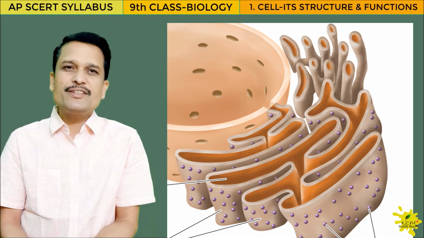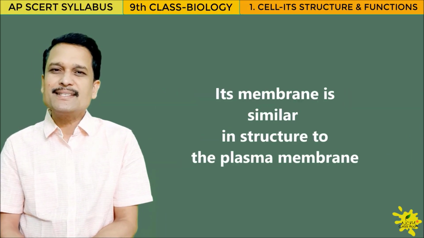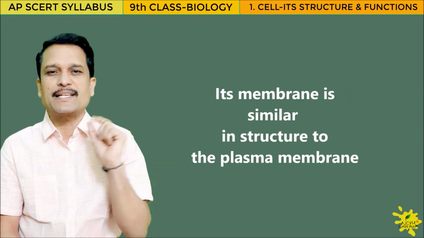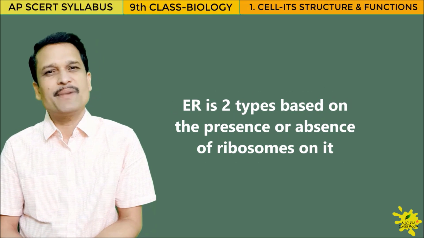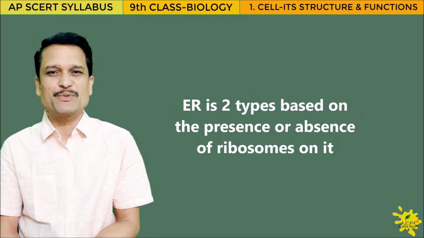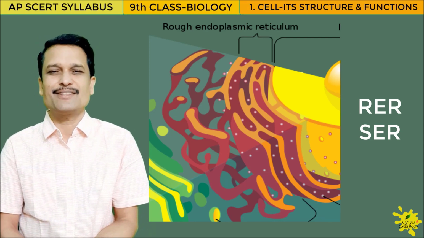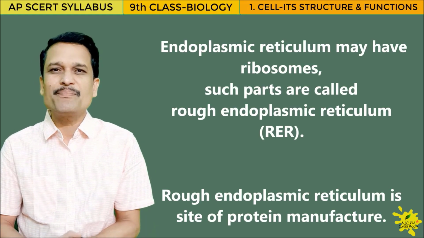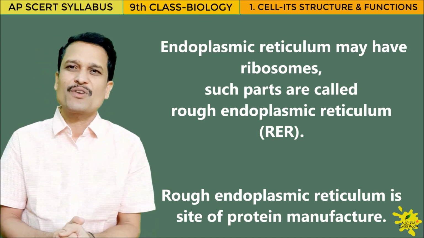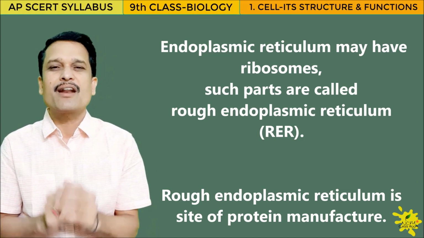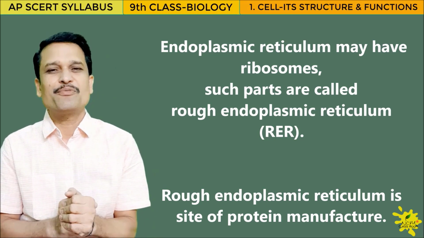The ER is a large network of membrane-bound tubules and sheets. Its membrane is almost similar in structure to the plasma membrane we already studied. It appears in two types based on the presence or absence of ribosomes on it. Example, RER and SER. These are the two types. Where endoplasmic reticulum may have some granule-like structures on their surface, which are called ribosomes, such parts are called rough endoplasmic reticulum or RER. It is the site of protein synthesis.